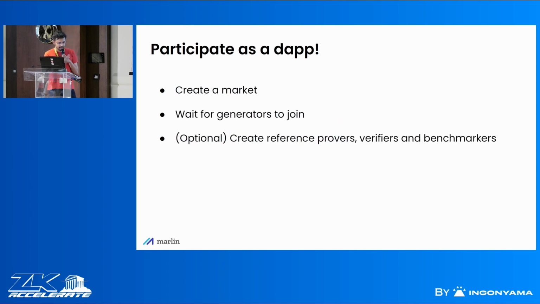Just create a market for your dApp. Just wait for some generators to join, hopefully. And I guess if you have some sort of novel proof system where you're probably the first person creating a market with that, you might have to create some reference provers, verifiers, and benchmarkers to just bootstrap the ecosystem, right?